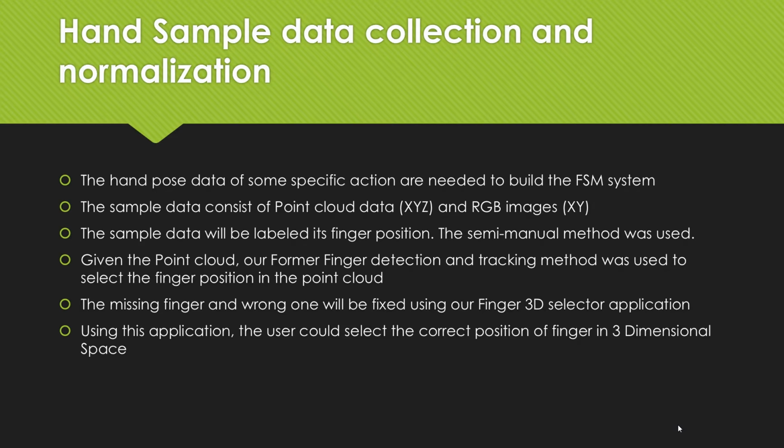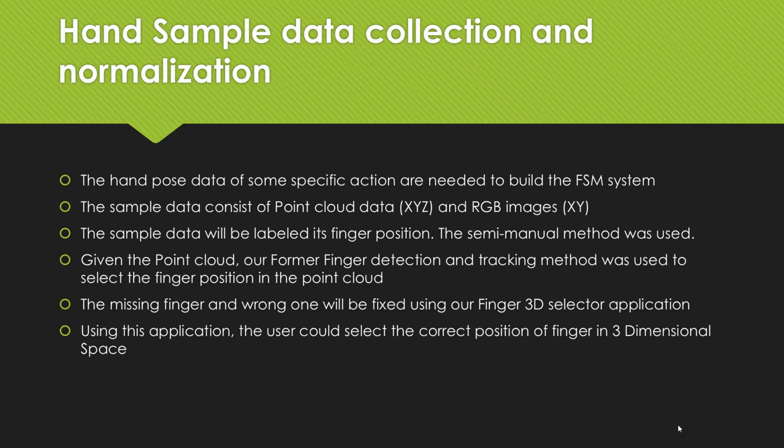So before everything, we try to create the finite state machine system itself. To do that we need to sample some hand gestures. We need some sample of the hand pose data of a specific action, and the sample data that we extract, we record. We get the point cloud data XYZ and the RGB image, which is XY. The sample data will be labeled with its finger position, and a semi-manual method was used here.